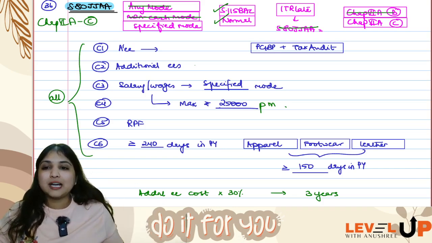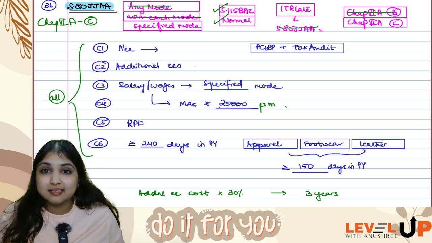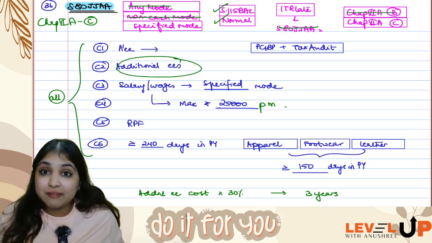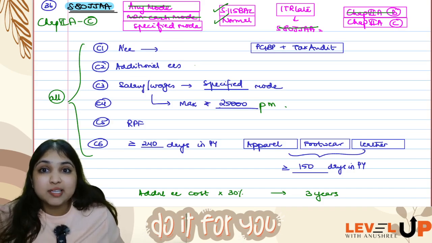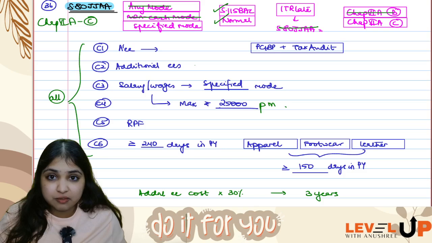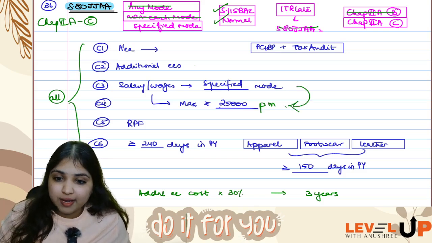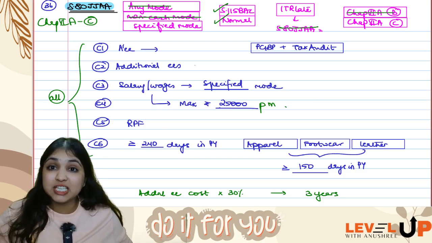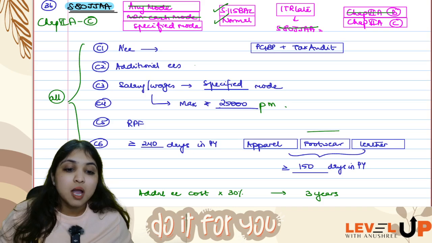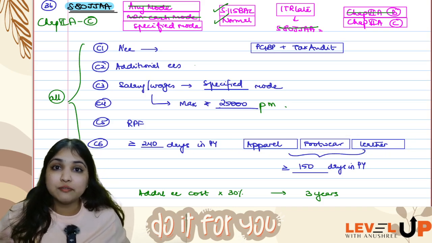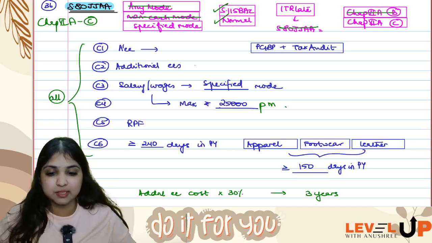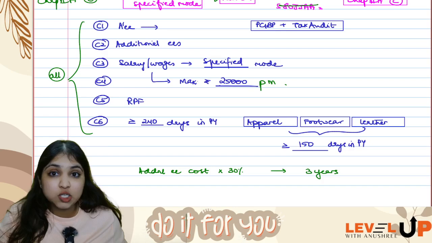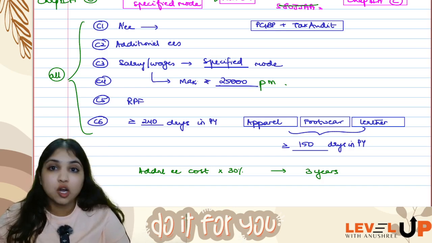Alright, so coming back to 80JJAA, 6 conditions. Assessee must be carrying on business or profession, and assessee must be having tax audit. Assessee must be having additional employees. To those additional employees, assessee must be paying salary or wages in specified mode. It should not be more than 25,000 per month. Those employees should be participating in RPF and they should be working for us for at least 240 days in the previous year. But in these 3 sectors alone, the employee should have worked for us for at least 150 days in the previous year. To these additional employees, whatever salary is being paid, 30% of that is going to be allowed as a deduction across 3 years.